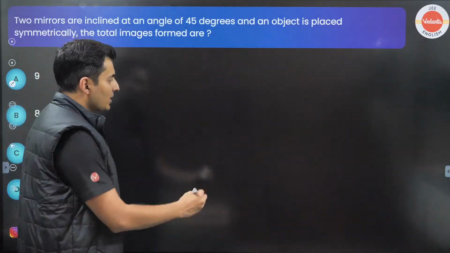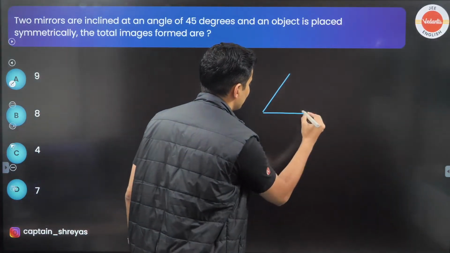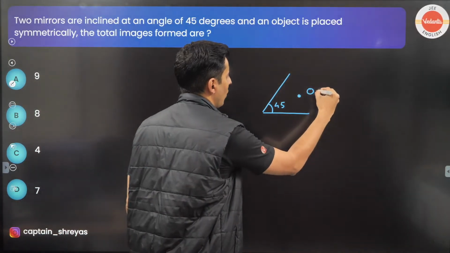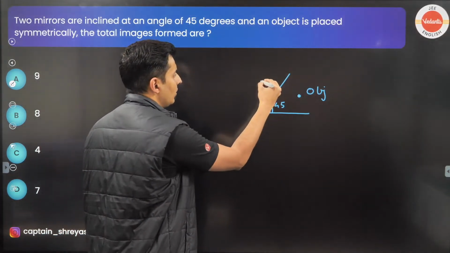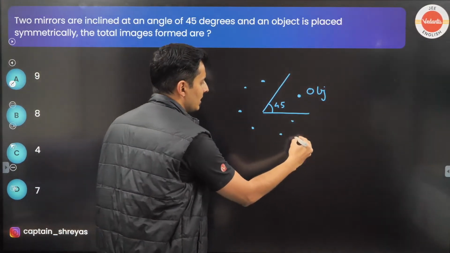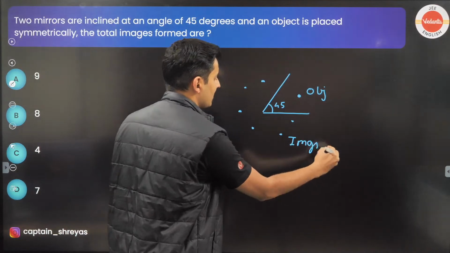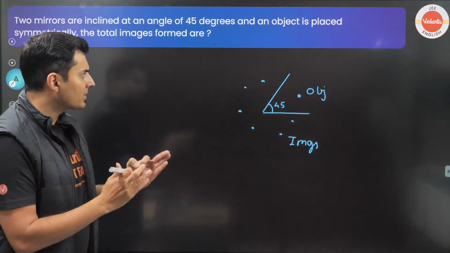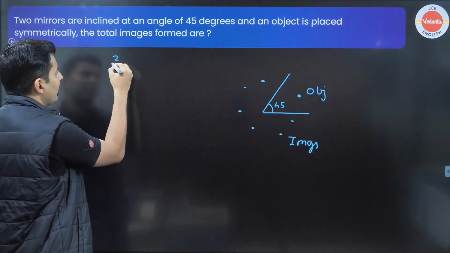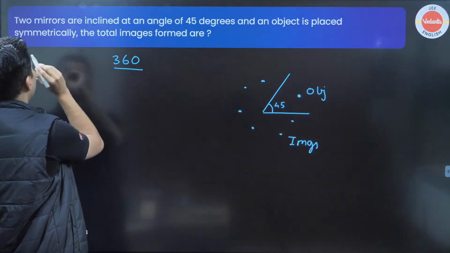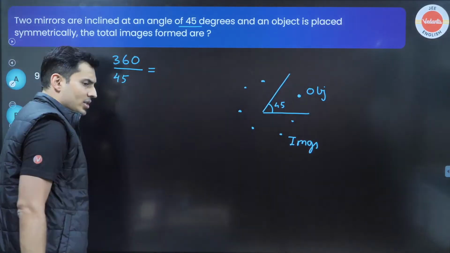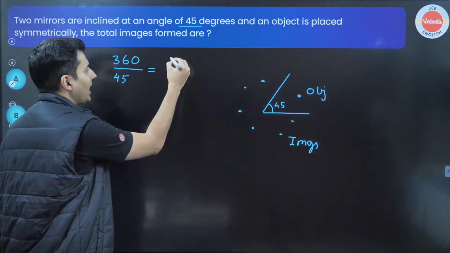All right. So first of all, let me make you visualize this via diagram. This is 45 degrees and you have an object over here. We all know that images will be formed in a kind of a circle over here. So these are basically the images. Whenever you have to solve these kind of problems where inclined mirrors are given and find the number of images, always divide 360 degrees with the angle mentioned. Here it is 45 degrees. So how much will it be, guys? It's just going to be 8, right?